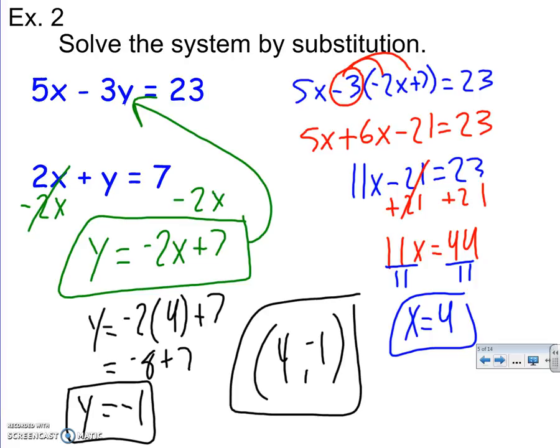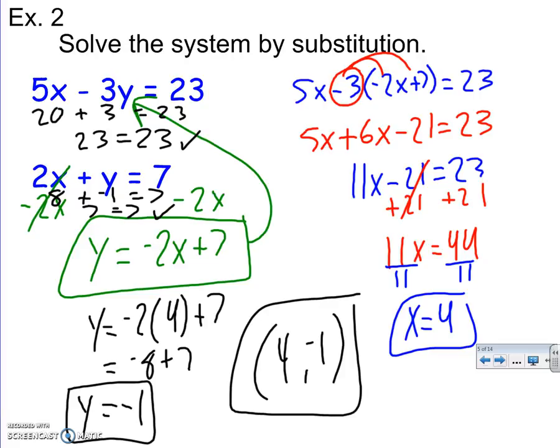And it's a quick check. So 5 times 4 is 20, minus 3 times negative 1 is positive 3. That should be 23. Well, 23 does equal 23. I try the other side, the bottom. 2 times 4 is 8, plus negative 1 should be 7. 8 minus 1 is 7. That's also true. Actually, that's substitution.